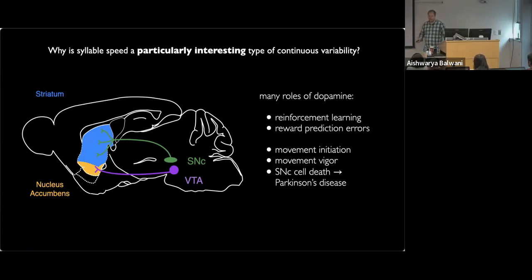These are the cells in SNC that are dying in Parkinson's disease and leading to the inability to initiate movements and things like that. So we're really interested in how dopamine that's impinging on these circuits in the dorsolateral striatum is modulating the speed of movement and changing, perhaps, which types of movement the animal executes.